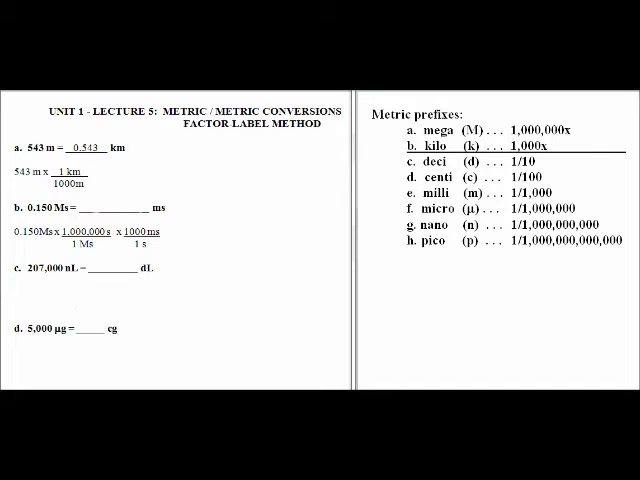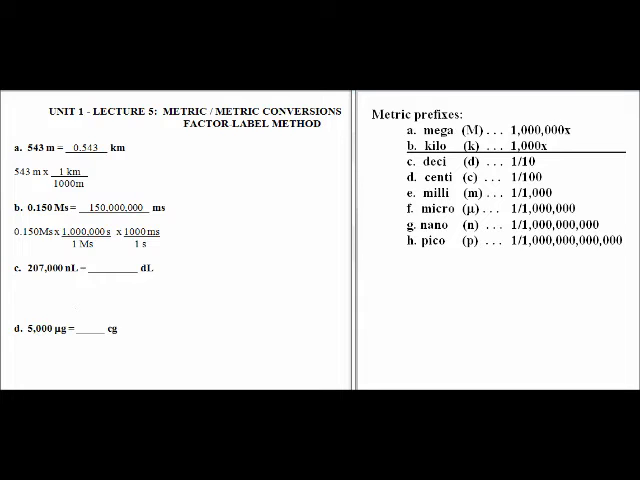If we were to solve this, we'd have 0.150 megaseconds times 1 million seconds times 1,000 milliseconds. This will give us our conversion factor of 0.150 megaseconds to milliseconds. The answer is 150 million.